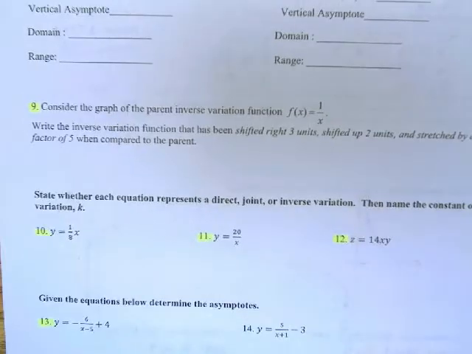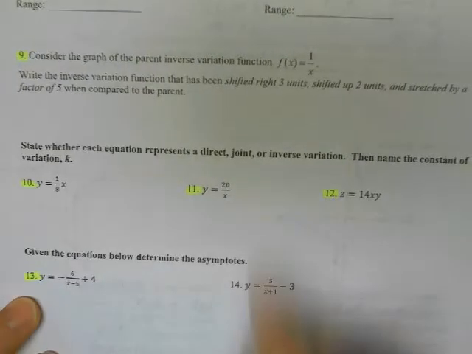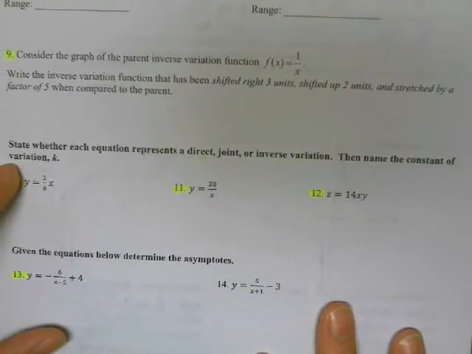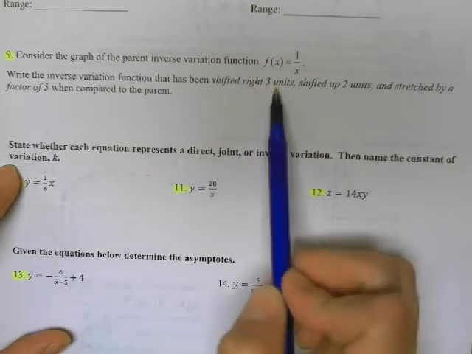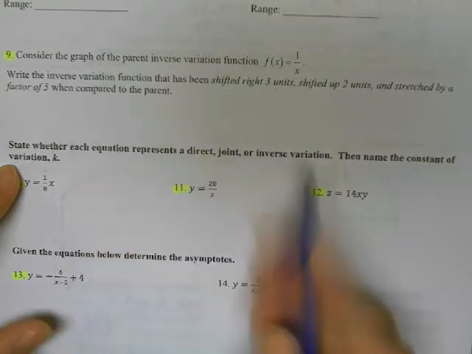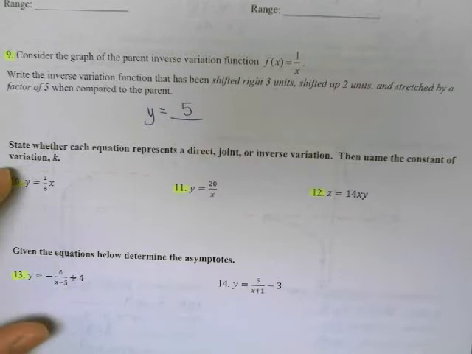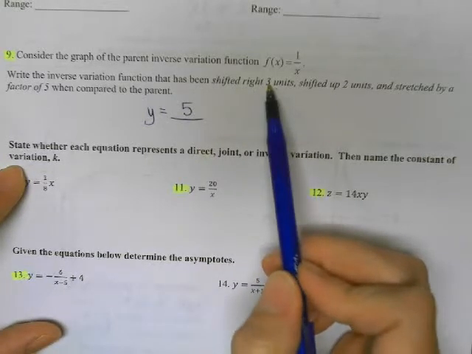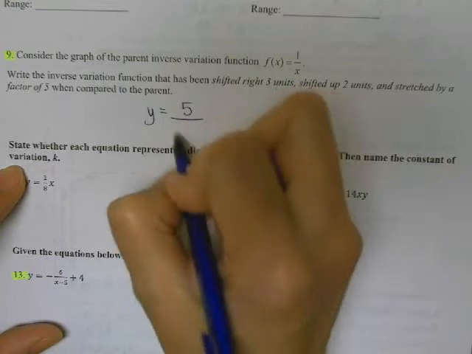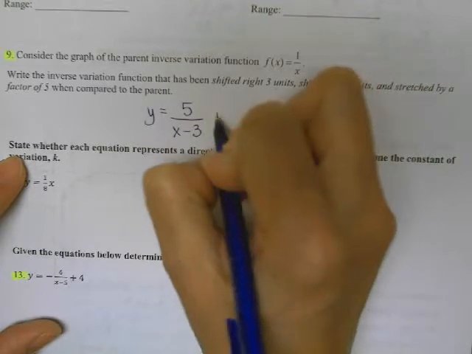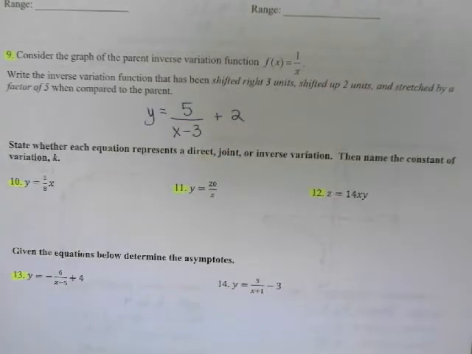Alright, let's look on the back. So 7 and 8 are more graphs, so we'll come back to those after we've gone through the rest. Now 9 is, given the parent function, can you rewrite the equation given the different transformations that are being made? So we want it to be shifted right 3 units, up 2, and stretched by 5. So we know that a stretch is going to go in the numerator. If we want to shift right 3, then that means it does the opposite of what it looks like. So I'm going to say x minus 3. To shift up 2 units, I add 2 at the end.